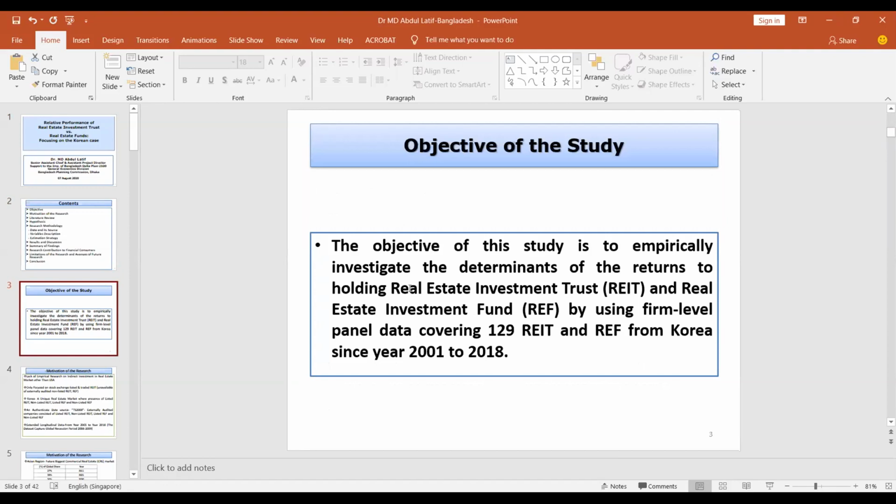The objective of my research is to empirically investigate the determinants or factors of the returns to holding a real estate investment trust and real estate investment fund, that is called REIT and RIF, by using firm level panel data covering 129 REIT and RIF from Korea since 2001 to 2018. So the period of my study is 2001 to 2018. A panel data I have taken there.